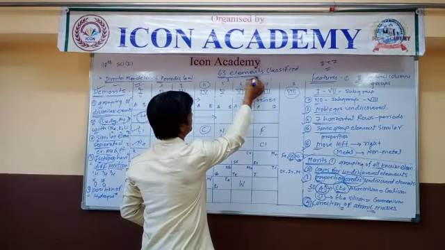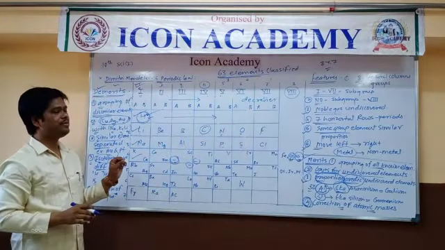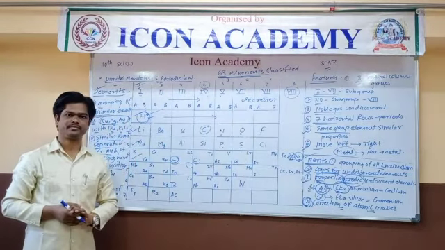63 elements were classified in total in Dmitri's periodic table. Remaining part.